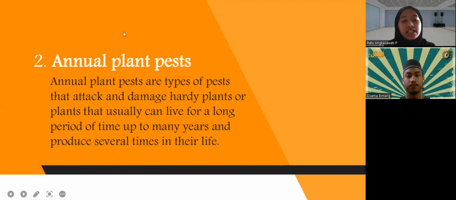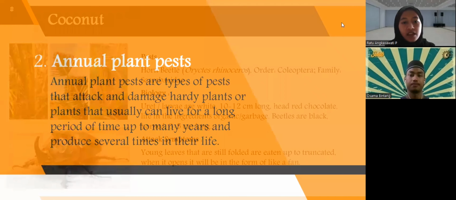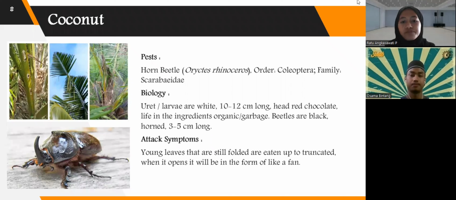Okay, the second is annual plant pests. Annual plant pests are types of pests that attack and damage hardy plants, or plants that usually can live for a long period of time, up to many years, and produce several times in their life. For the example, in a coconut, the pest is the horn beetle or Oryctes rhinoceros. The order is Coleoptera.